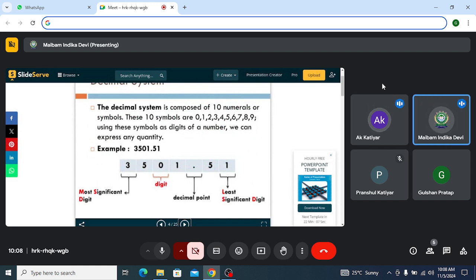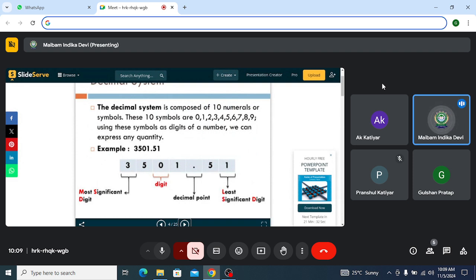First, the decimal is the numbering system that we have been studying since our lower classes, right? From nursery class, we have been studying only the decimal system, so this is the easiest and most convenient for us. Let's first understand the decimal system. The decimal system consists of 10 numerals, digits or symbols, 0 to 9. Using these symbols, you can represent any number.